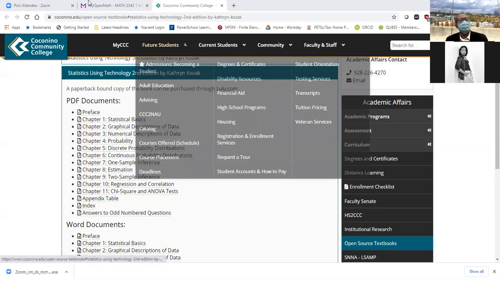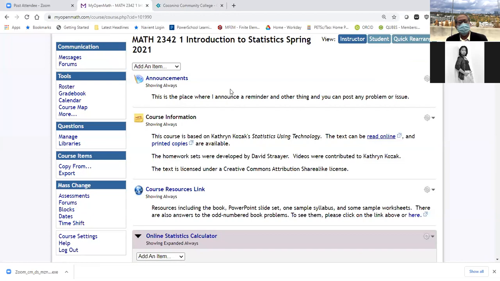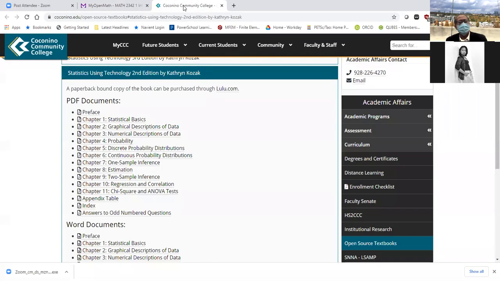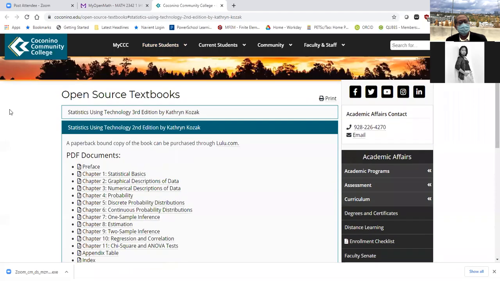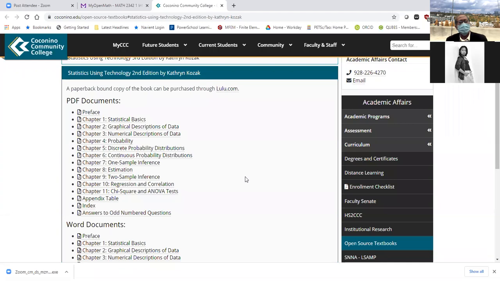Okay, let me repeat again. This is the textbook, from my website under the course information. If you click this one, it gives you the website for the textbook. And pick the second edition of the textbook, because the homework is based on the second edition.